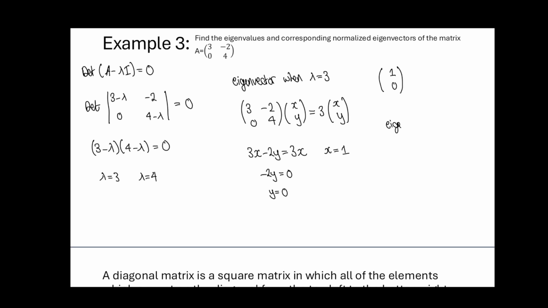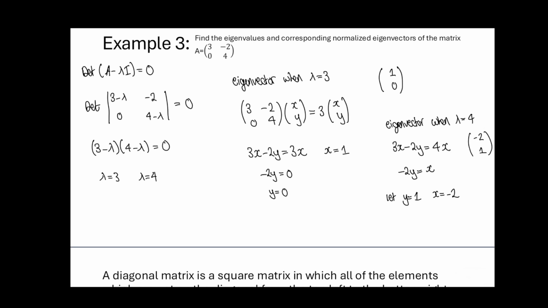Doing the same, finding the eigenvector when lambda is equal to 4, we get 3x minus 2y is equal to 4x this time. So minus 2y is equal to x. If we let y is equal to 1, we get x is equal to minus 2. So we get the eigenvector minus 2, 1.